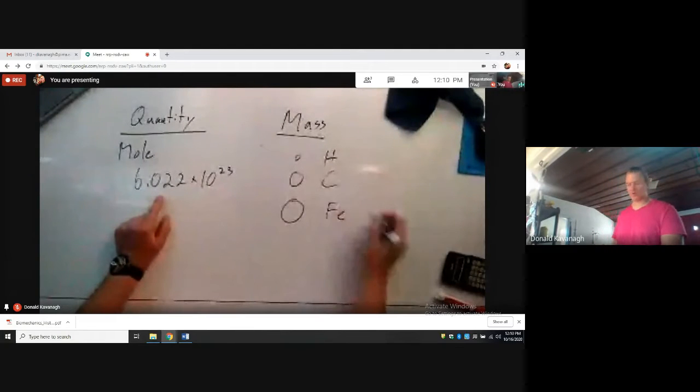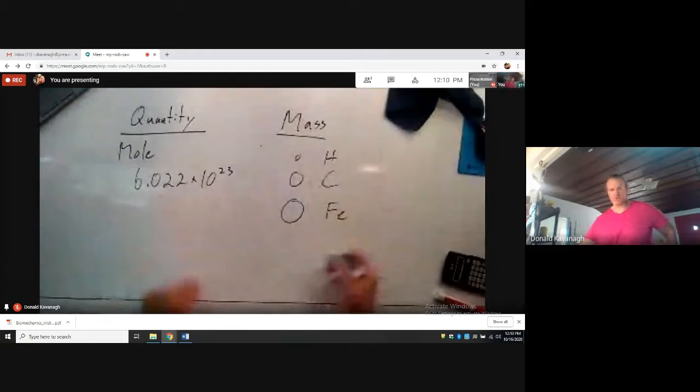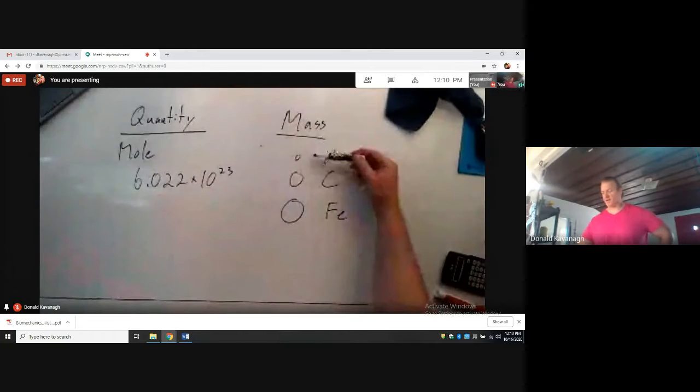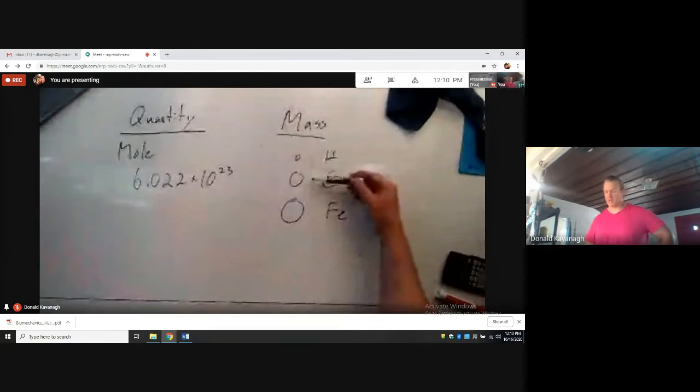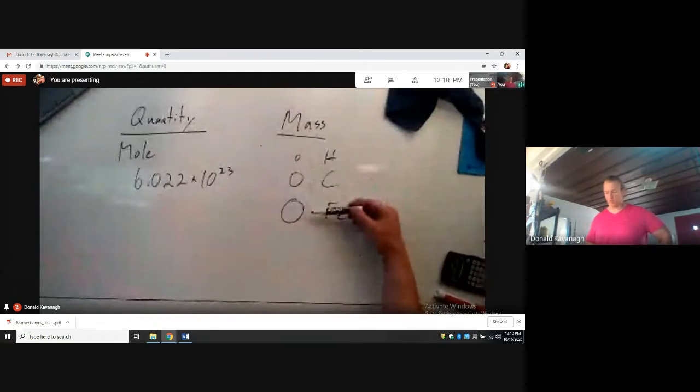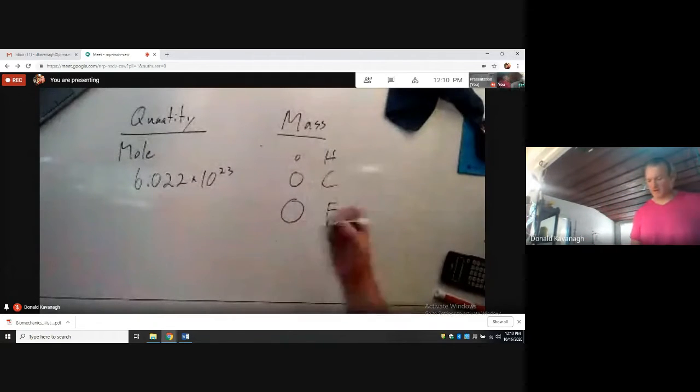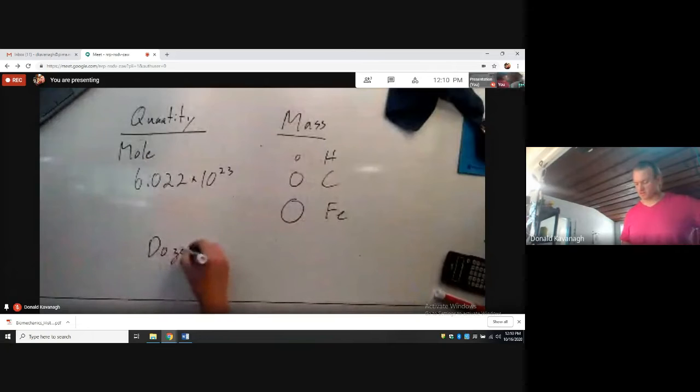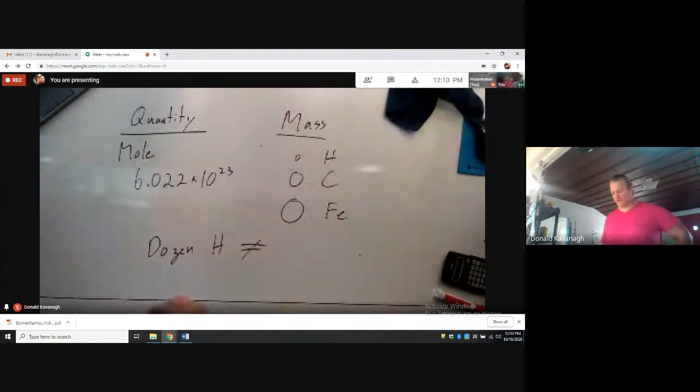These circles are just meant to represent the nucleus and electron shells of hydrogen, carbon, and iron. It's no surprise that they wouldn't weigh the same. If you have a dozen hydrogen atoms, it would not weigh the same as a dozen iron atoms. You still have 12 and 12, but they don't weigh the same.